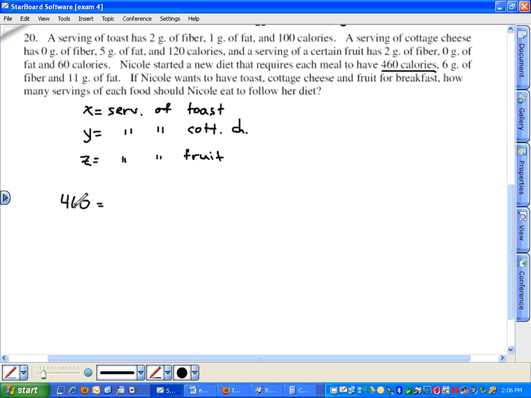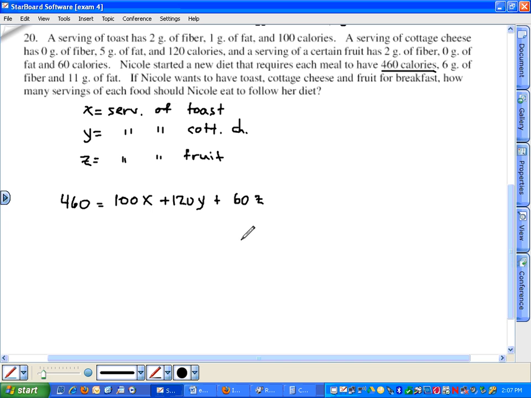So the number of calories that she has in a day depends on the number of servings of each of these foods that she has, and the number of calories that are in each type of food. And it says here, a serving of toast, which is x, the servings of toast has 100 calories. So it's 100 calories times how many servings of toast that she has. Okay, a serving of cottage cheese has 120 calories, so she gets 120 calories times the number of servings of cottage cheese that she has. And then calories from fruit, 60 calories times the number of servings of fruit.